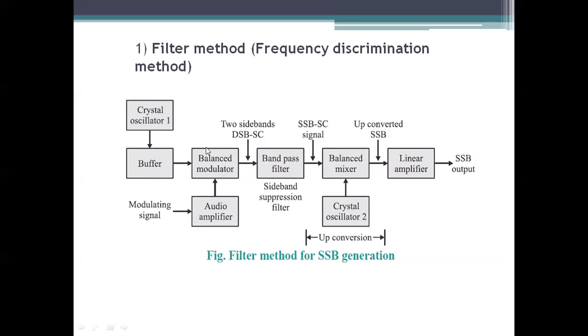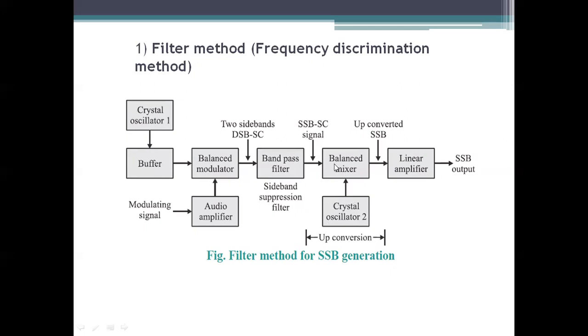The output of this balanced modulator, that is the DSB-SC, is given to the bandpass filter. This bandpass filter is nothing but a sideband suppression filter, and based on its cutoff frequency, it will generate either the upper sideband or the lower sideband. That is nothing but the SSB-SC signal. This is the first part where we generate the SSB-SC signal. Now the strength of this SSB-SC signal is very low and we need to boost it. For that, the second portion is the up conversion, where the SSB-SC signal is multiplied with the high frequency generated by the crystal oscillator.